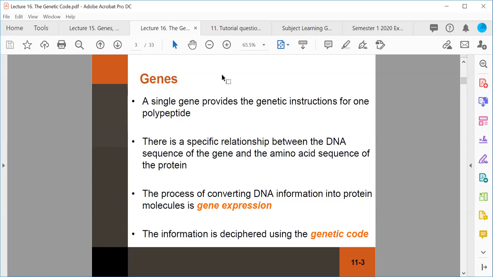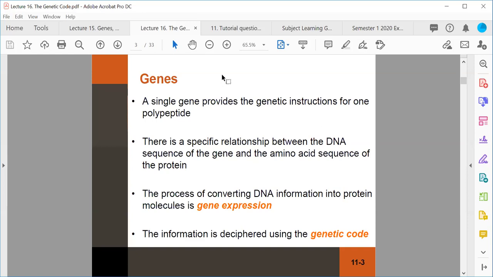Coding segment of DNA. That's very good, because we're saying that there are specific segments of DNA that are actually genes, and that is correct. There are only specific segments of DNA that are actually genes.